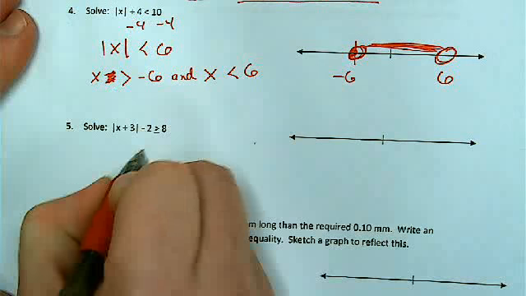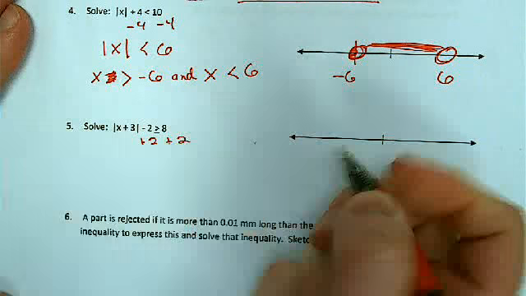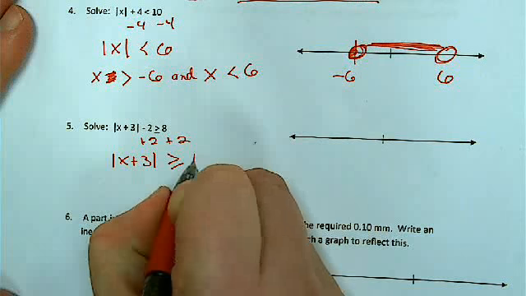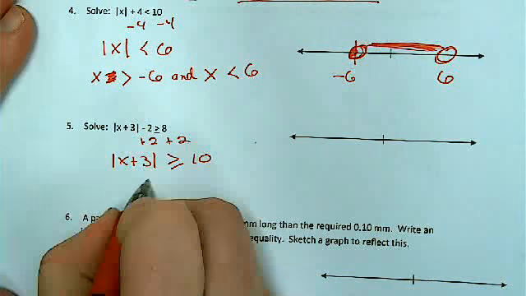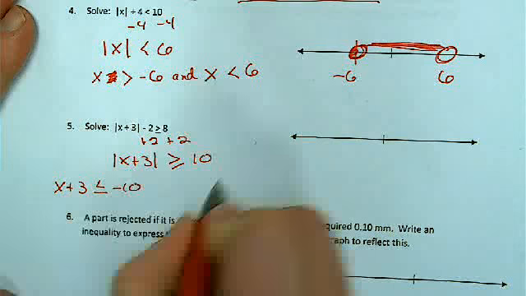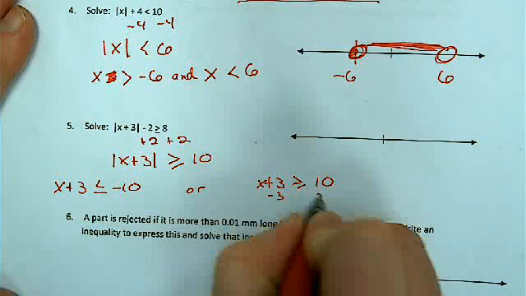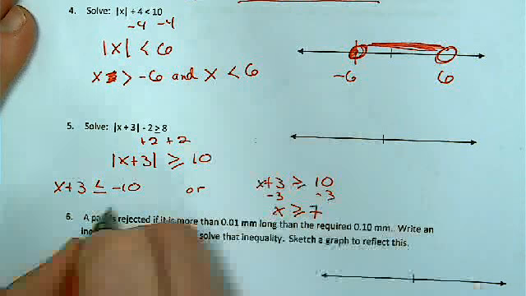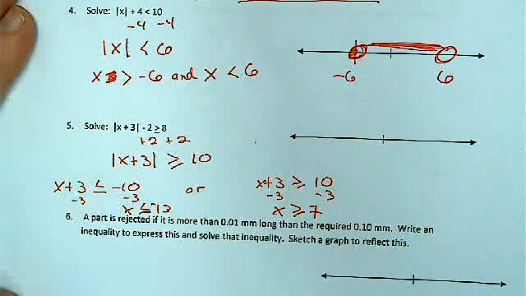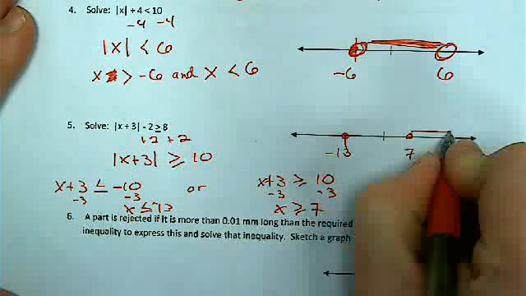Now this one, before I can split my cases, I have to isolate my variable. Absolute value of x plus 3 is greater than or equal to 10. Then, when I split my cases off, x plus 3 is less than or equal to negative 10, or x plus 3 is greater than or equal to 10. Subtract my 3, leaves me 7. Subtract my 3, gives me negative 13. So there's a dot on negative 13, there's a dot on 7, and the lines go away.